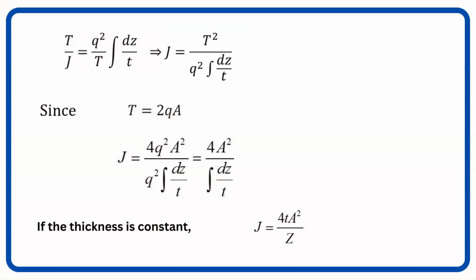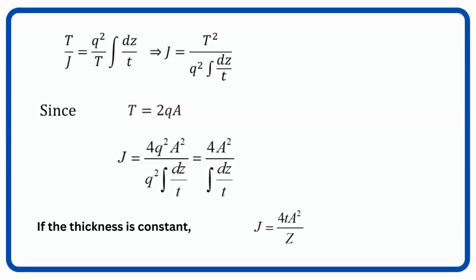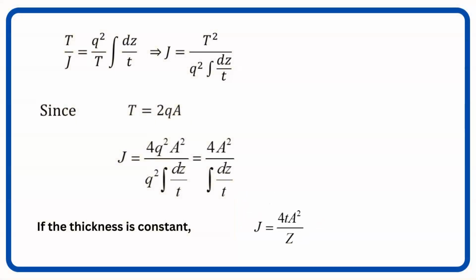Now, we substitute for T equals 2qA. Finally, J is obtained as 4A squared divided by the integration of ds over t. If the thickness, t, is uniform over the periphery, J is simplified to 4tA squared, divided by capital S. Here, S is the perimeter of the section.